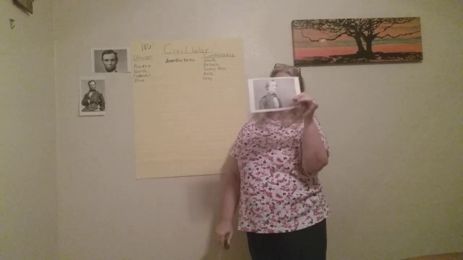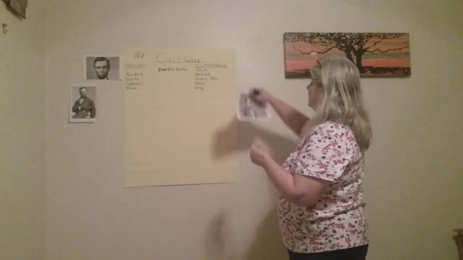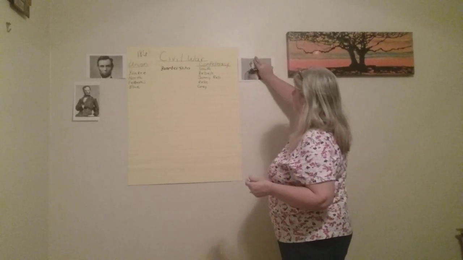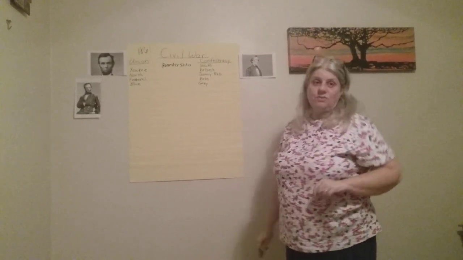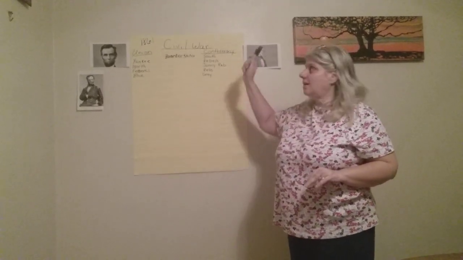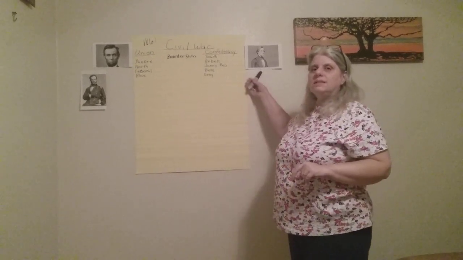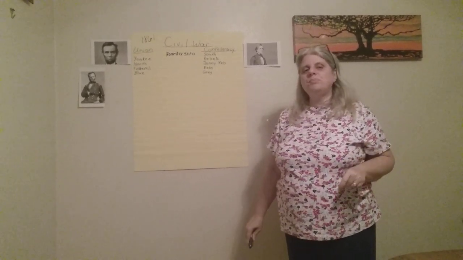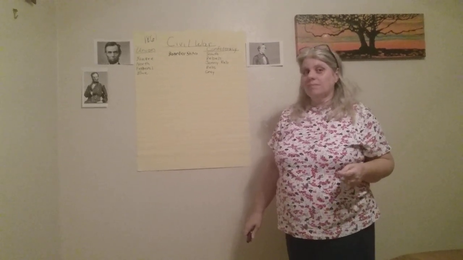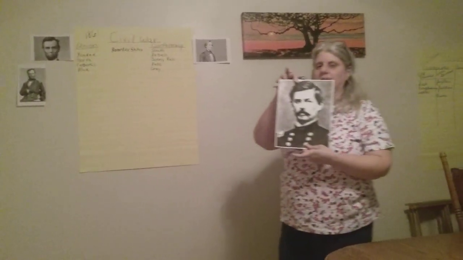What about him? Again, his picture's a little different than the one at school as well. And that is Jefferson Davis. Jefferson Davis was the president of the Confederacy. Remember? The Confederate States of America, which we didn't write on there, but it was. The Confederate States of America had their capital in Richmond, Virginia. Remember? Okay. All right.